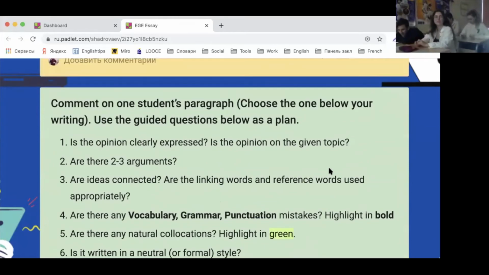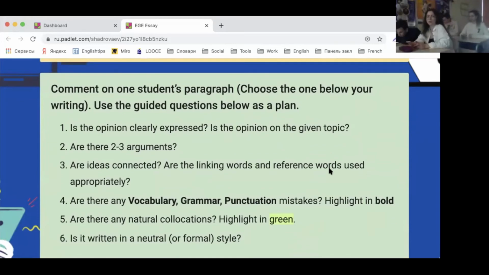First of all, you read the paragraph below yours. If you were number 1, you read student 2's essay or paragraph. If you are number 4, which student are you going to read? There's nobody below you, only student 1.